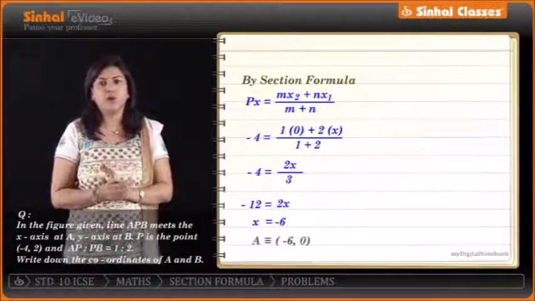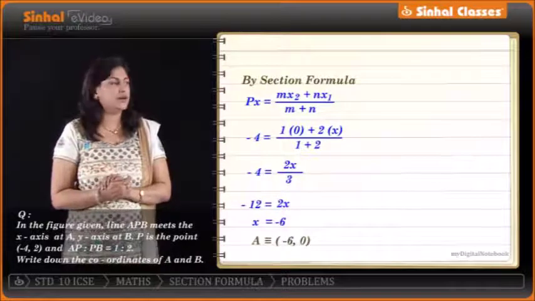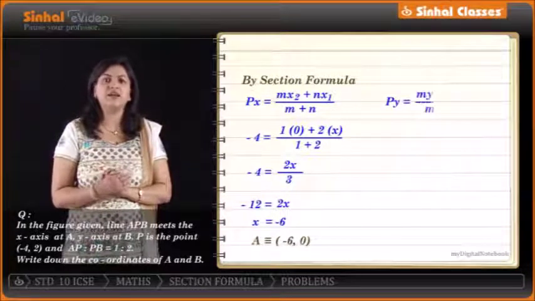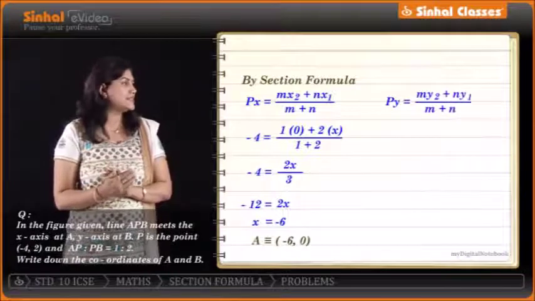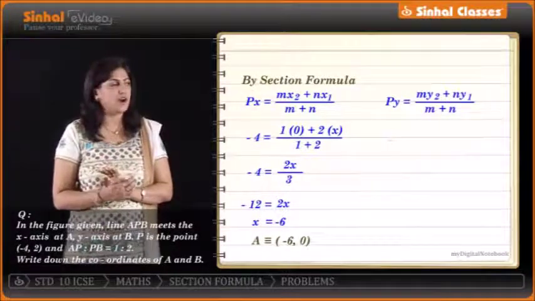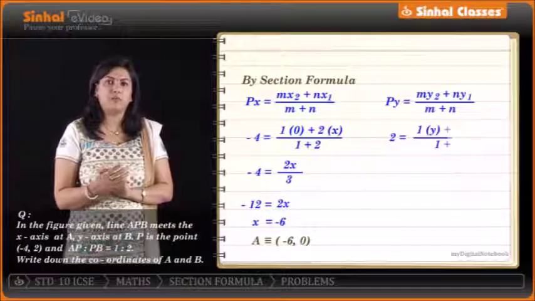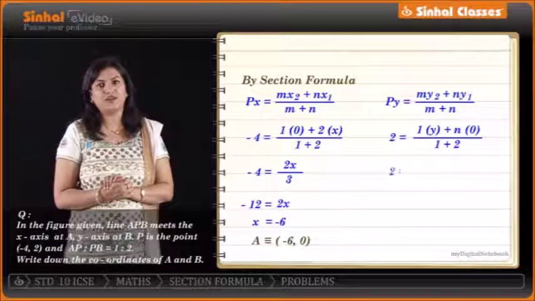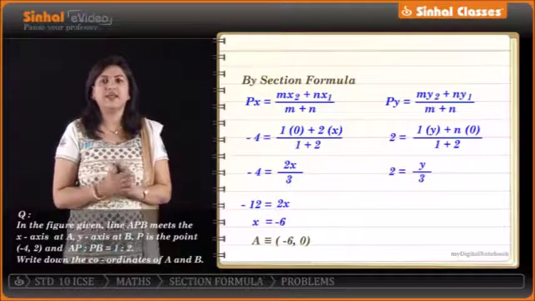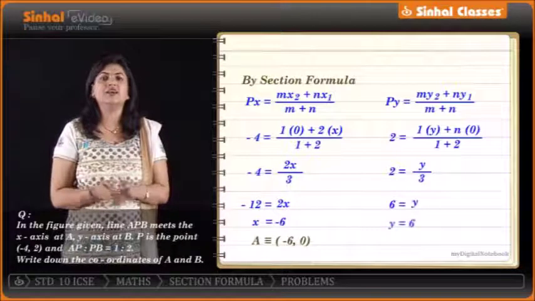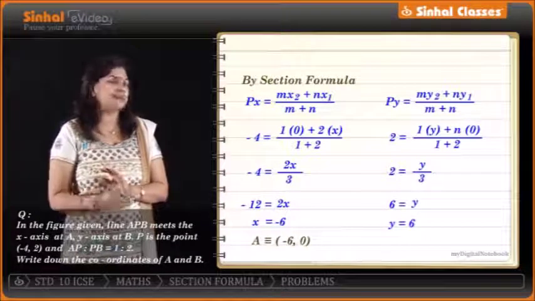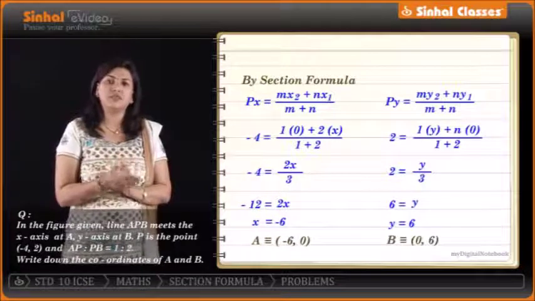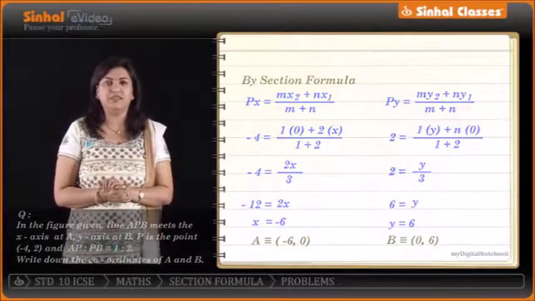Now let's find y. Same way by section formula, we have Py is equal to (my2 plus ny1) upon (m plus n). That is, 2 is equal to (1 into y plus n into 0) upon (1 plus 2). We have 2 is equal to y upon 3. So 6 is equal to y. That is, y is equal to 6. So point B will have coordinates as 0, 6. So we have successfully found out the coordinates of the point A and point B.